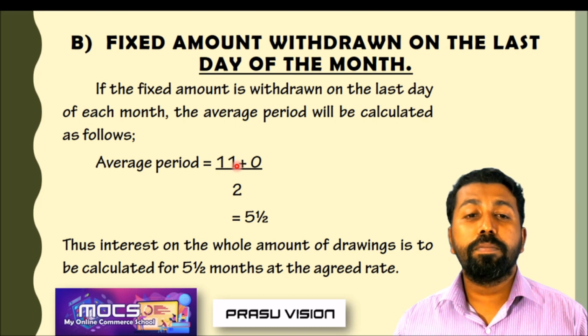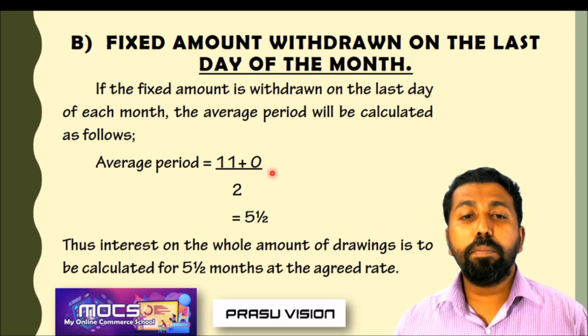The remaining months are 11: February, March, April, like that up to December. The last drawing is made on 31st December. There is no other month or time left, so the partner has to pay interest for 0 months. So 11 plus 0 by 2 is 5.5. I think it is very clear.